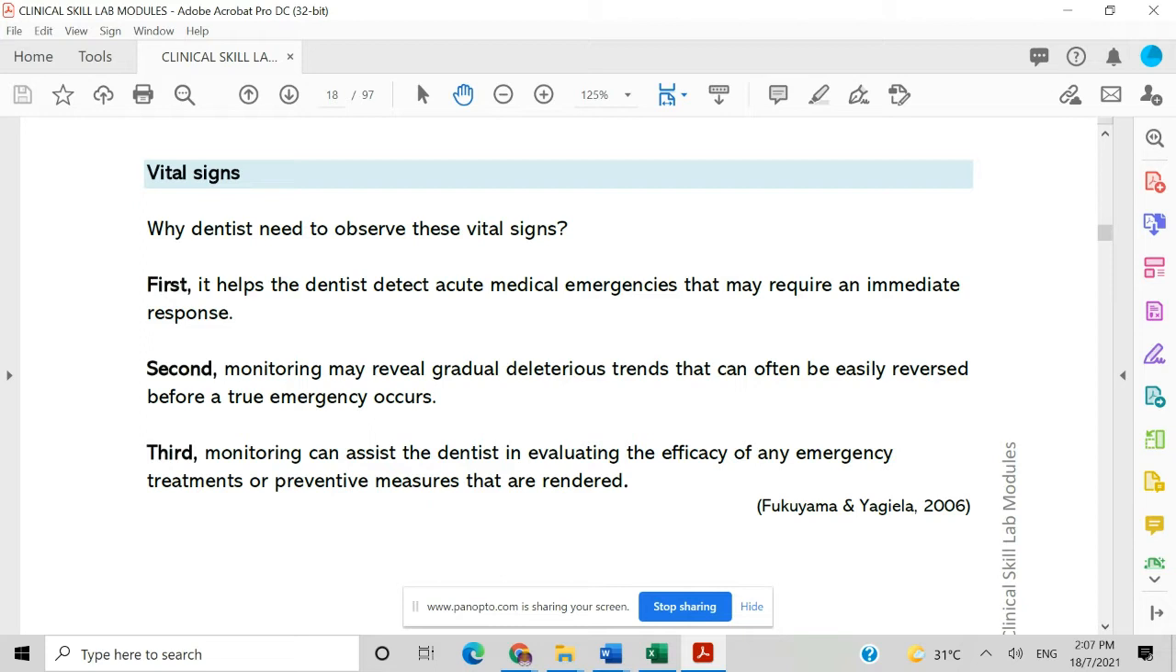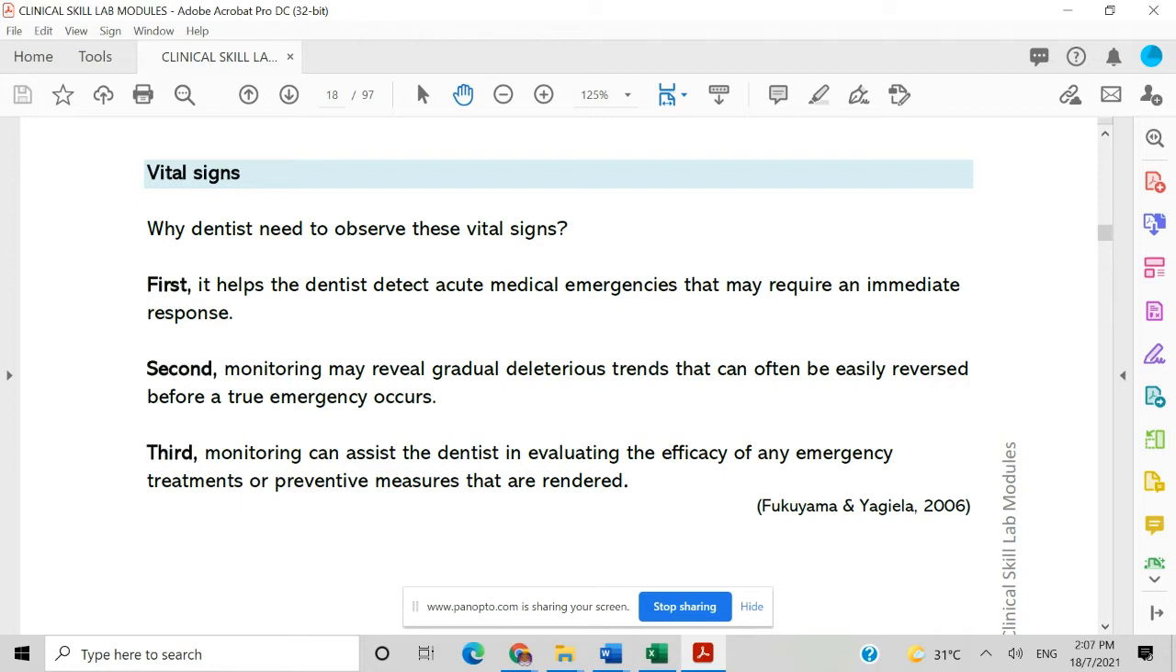Why do dentists need to know about vital signs? It is very much related to everyone in healthcare. It's not just healthcare personnel who need to know vital signs; there are other people who really need to know them too. But for you as a healthcare provider, it is even more relevant.